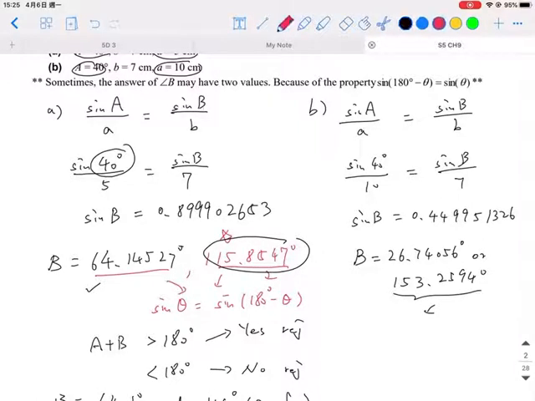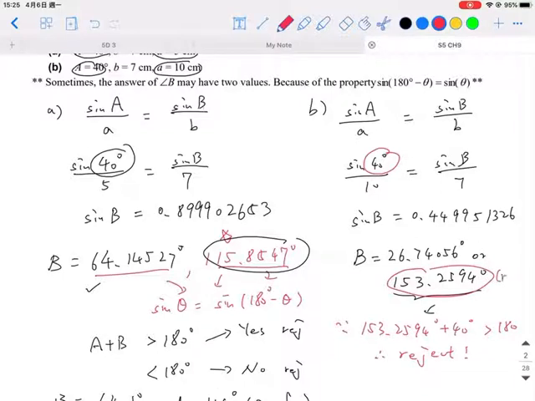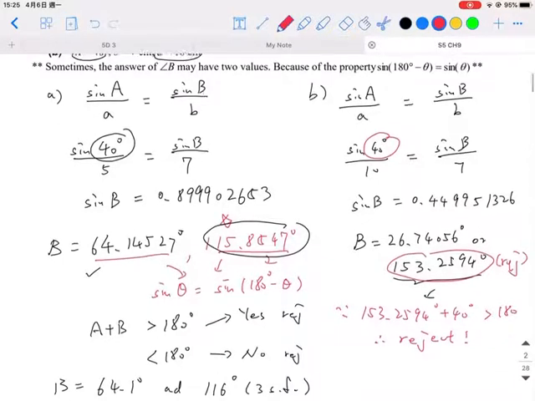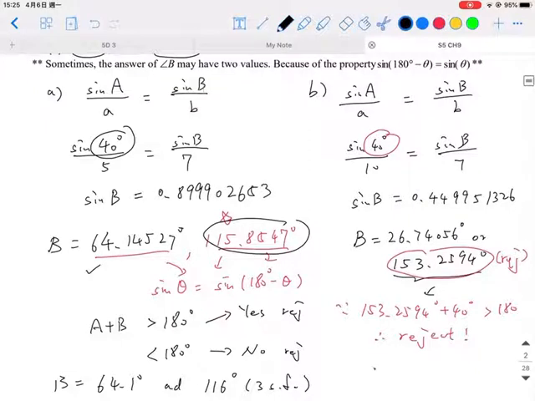Because B is this value and A is 40 degrees. So that's 150 degrees, and then plus 40 degrees must be greater than 180, so reject it. Okay, so I write a bracket and then write down reject. And draw a conclusion, so B is equal to 26.7 degrees, 3 significant figures.